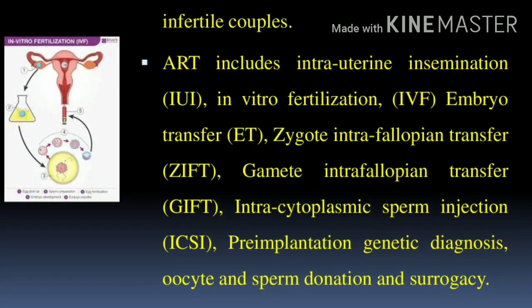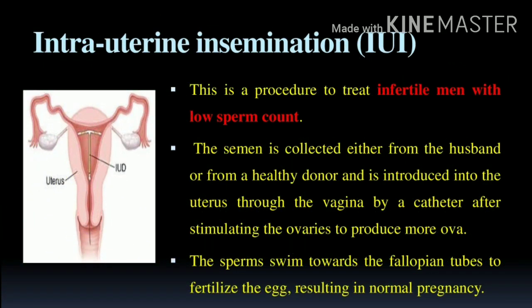Are you ready to listen to the class? The first ART is IUI, intrauterine insemination. When can we apply the intrauterine insemination procedure? This procedure is used to treat infertile men. Underline: IUI is used in infertile men. These men cannot produce the correct amount of sperm. Infertile men may have a low sperm count. So how do we do this procedure?